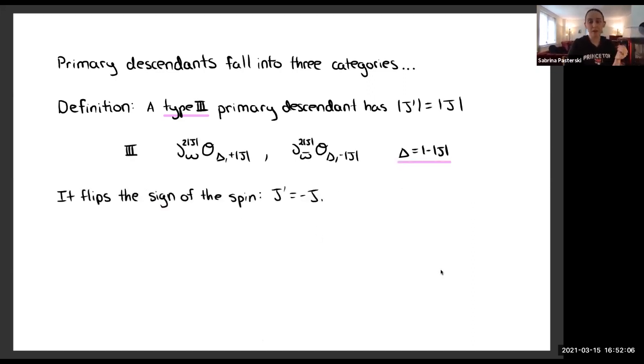Now type 3 is much more restrictive. Type 3 is almost, in some sense, like the border between type 1 and type 2. The 2D spin just gets flipped, so you go from a primary with spin plus S, if S is the 4D spin, to negative that. That only occurs at one value of delta, and this is precisely going to be the most subleading soft theorems.